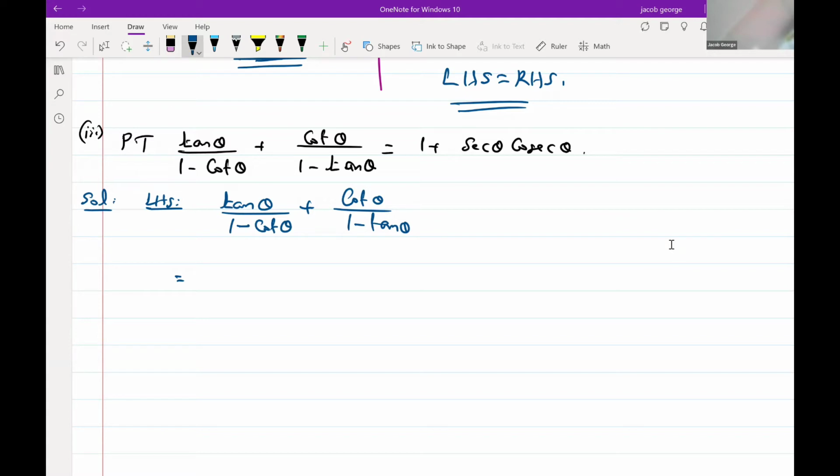Tan theta, how to write in terms of sine and cos? Tan theta is equal to sin theta by cos theta. Good, sin theta by cos theta. Cot theta, how do you write cot theta in terms of sine? Cos theta by sin theta. This time Srihari said the correct answer. Cos theta by sin theta. Online also, please respond.